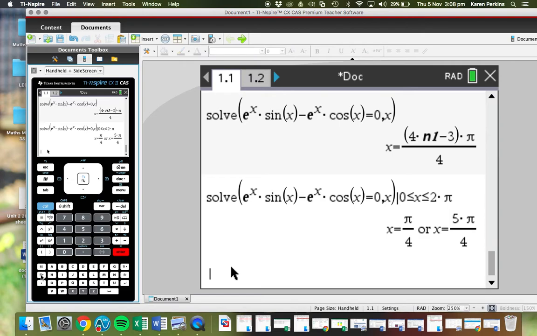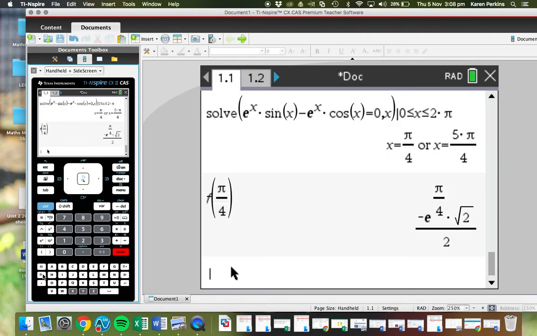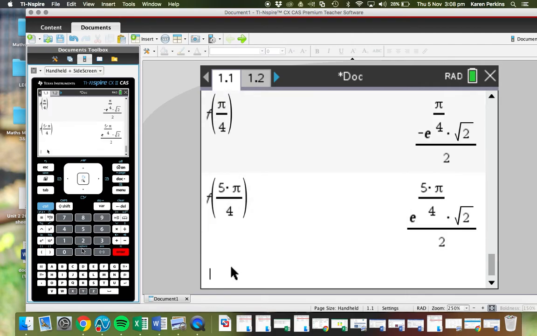So to get the coordinates, I'm going to sub those values in. So I want to find f of pi on 4, and I want to find f of 5 pi on 4. Actually, I'll just copy this down, make that 5, and then I can just write those as coordinates.